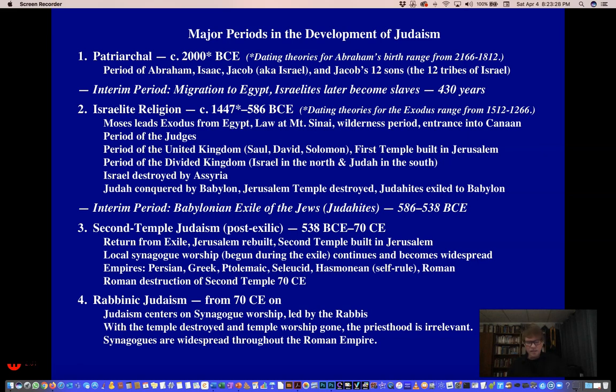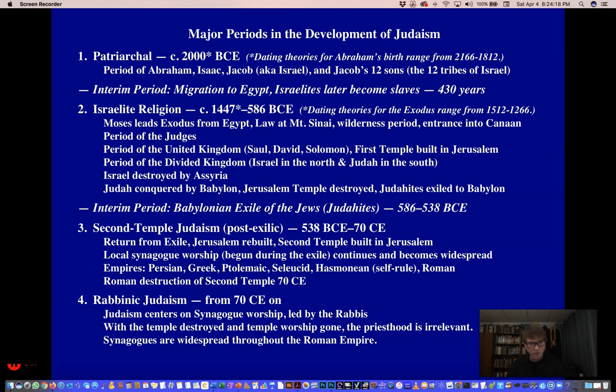We have two other events that are transitionary that are unique to Judaism. The first one, between periods 1 and 2, they're the patriarchal and the Israelite religion period, you see. There's an interim period where after migration to Egypt, the Israelites become slaves there, and they're there for 430 years. And when they come out of Egypt, well, it's a whole different story than when they went in. So that's a major transition lasting centuries. And then the final transition between 3 and 4 is actually the last event, the last line in section 3 there, where it says the Roman destruction of the Second Temple in 70 CE, or AD if you prefer. And that destruction of the temple really does change an awful lot in Judaism. So those are the major events we're going to look at.